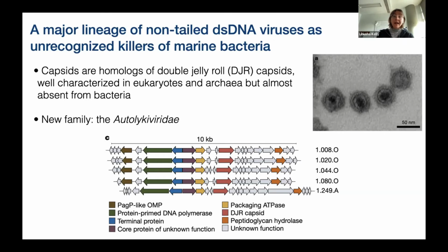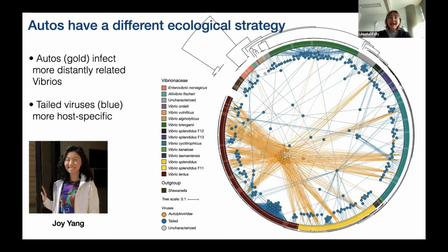That is pretty small. But more of interest to us was that they have a very different ecological strategy from the other phages that had been well characterized in this Vibrionaceae system. Joy Yang, who was a co-advised student between me and Martin and is now working for Google, put together this beautiful image where I'm showing you on this phylogenetic tree, on the ring on the outside, all of these different Vibrionaceae isolates that we're looking at, these different groups of Vibrios. Each of those Vibrios has connected to it one or more phages. These little blue dots are the tailed phages, and the gold dots are the Autolycoviridae.